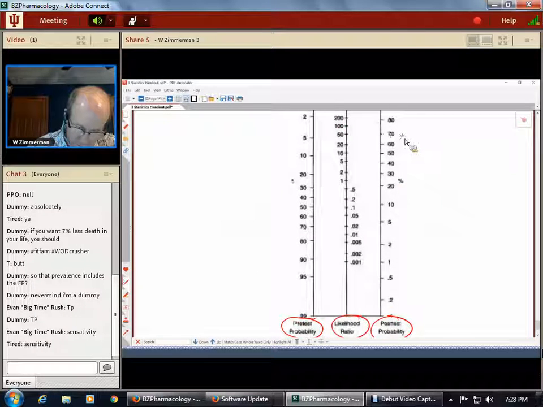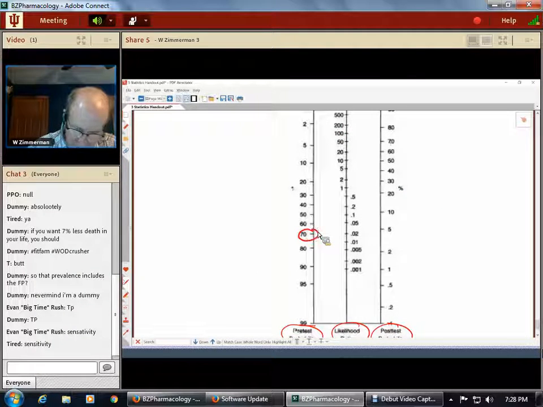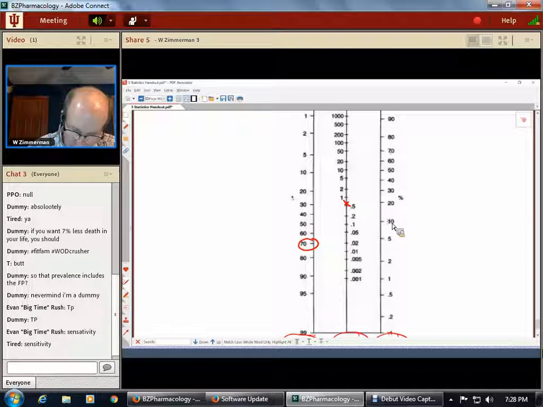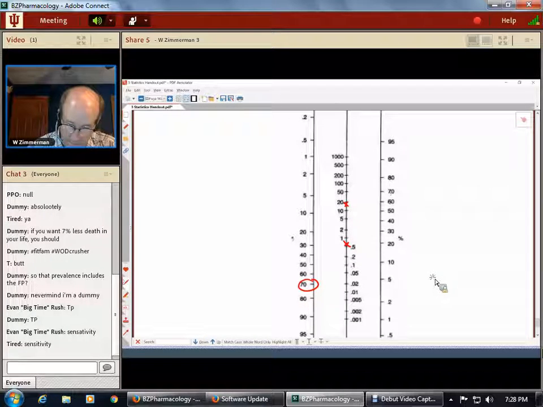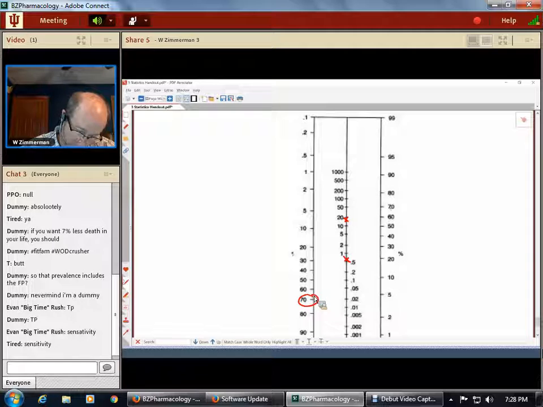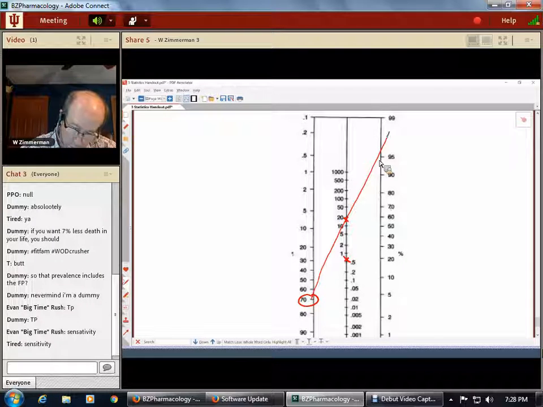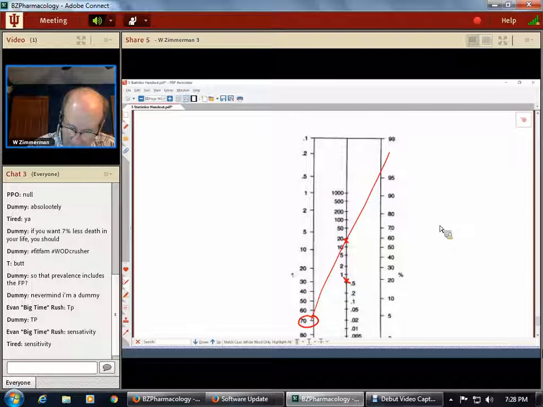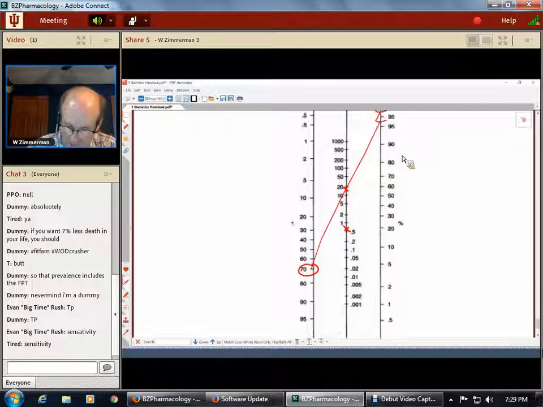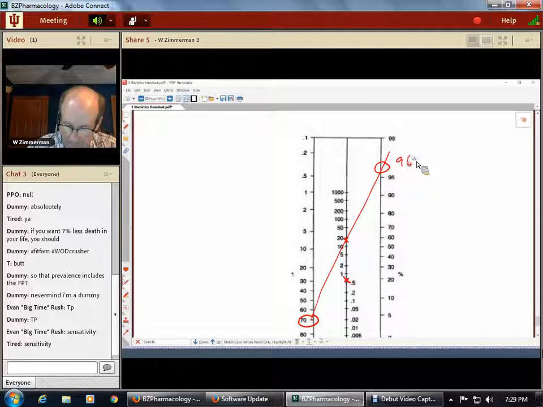All right, so we're going to start off at 70%. We've got a negative likelihood ratio of 0.6. And we've got a positive likelihood ratio of almost 20. It's up here. I'm not going to draw this very well. I'm going to try, but post-test probability, we're somewhere around, I don't know, 96%. So much easier that was than doing the equation.